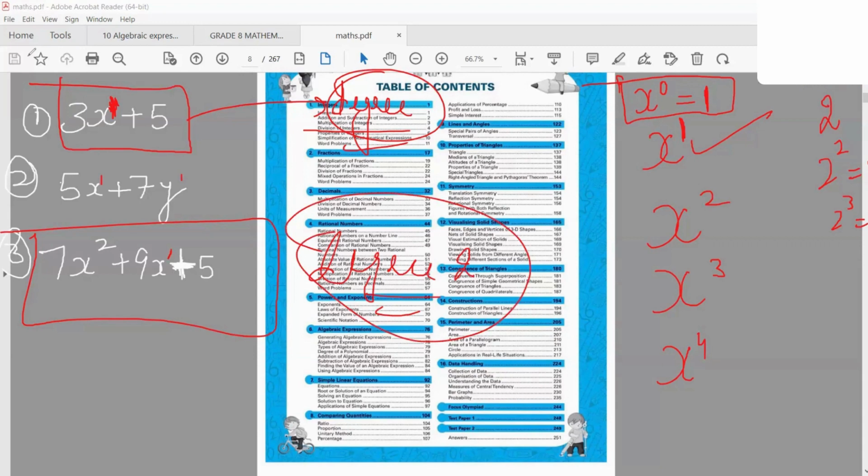Let me write one more example and talk about that. For example, if it was only 11x, this is also an expression. How many terms are there in the second example? 2 terms, first and second. And in the first one, how many terms are there? 2. In the one that I have just written over here, there's only 1 term. So 1 term, 2 terms, and in the third one we have 3 terms. Let me write one more.